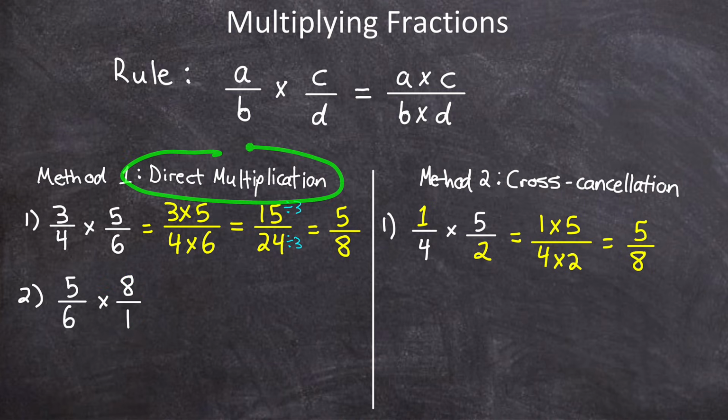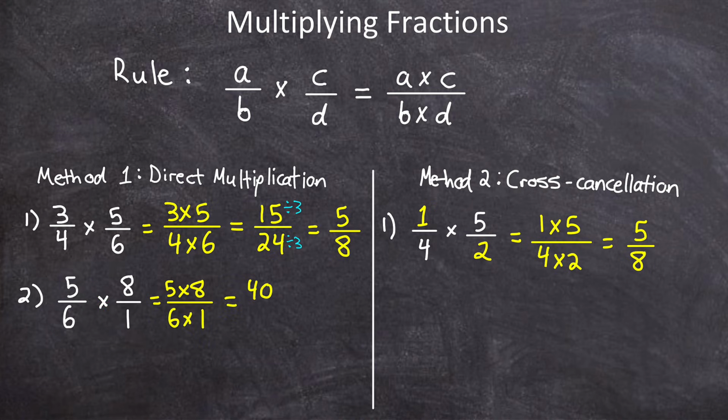And then when using the method of direct multiplication, I know I can find my product by multiplying the numerators, 5 times 8, over the product of the denominators, 6 times 1. And that gives me 5 times 8 is 40, and 6 times 1 is 6. So I have 40 over 6, but that fraction can be simplified. It can be reduced. I know that 2 divides evenly into both 40 and 6. So I'll divide them both by 2, and that will give me my equivalent but reduced version of the final answer. 40 divided by 2 is 20, and 6 divided by 2 is 3.